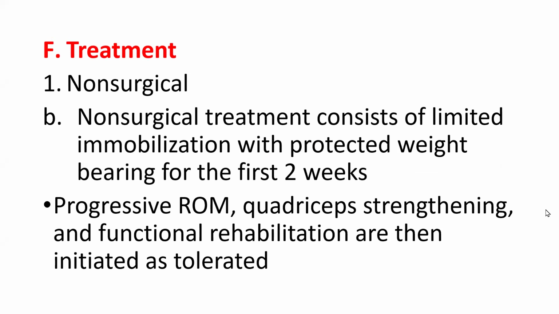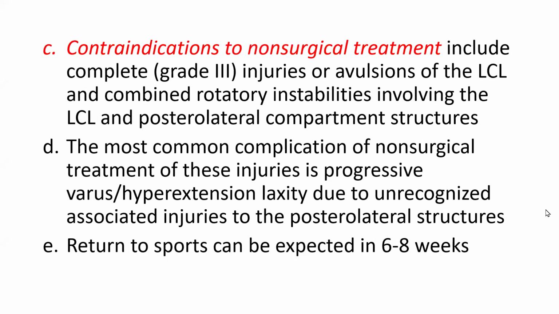Non-surgical treatment consists of limited immobilization with protected weight bearing for the first 2 weeks. Progressive range of motion, quadriceps strengthening, and functional rehabilitation are then initiated as tolerated. Contraindications to non-surgical treatment include complete injuries or avulsions of the lateral collateral ligament and combined rotatory instabilities involving the lateral collateral ligament and posterolateral compartment structures. The most common complication of non-surgical treatment of these injuries is progressive varus, hyperextension laxity due to unrecognized associated injuries to the posterolateral structures. Return to sports can be expected in 6 to 8 weeks.